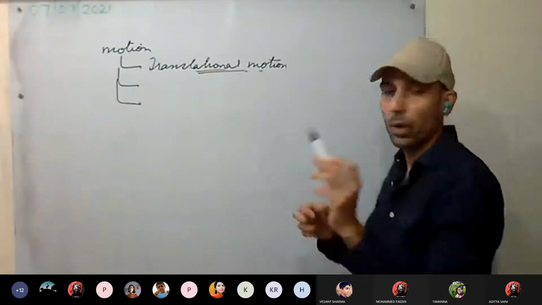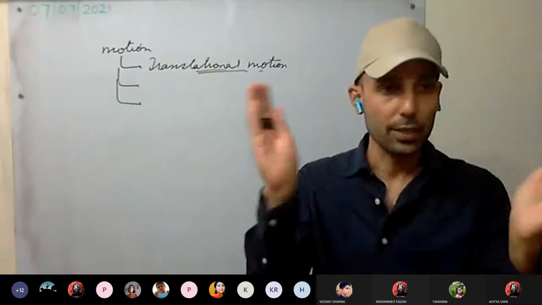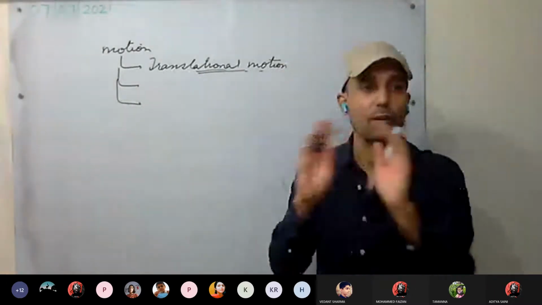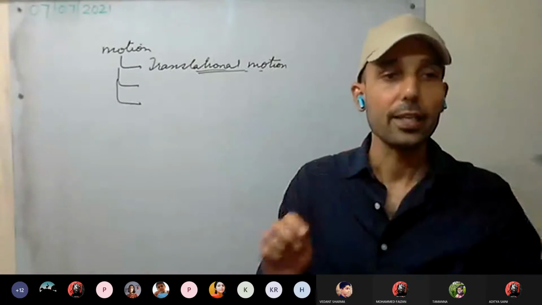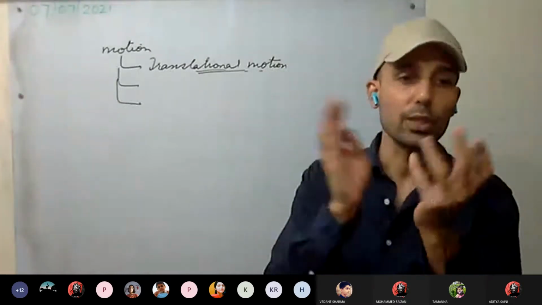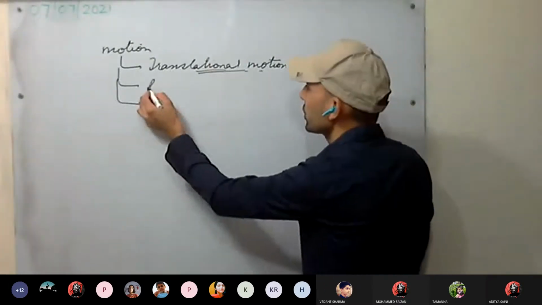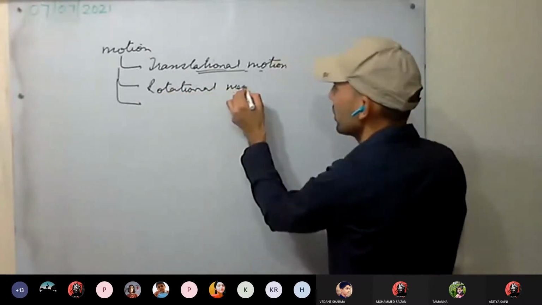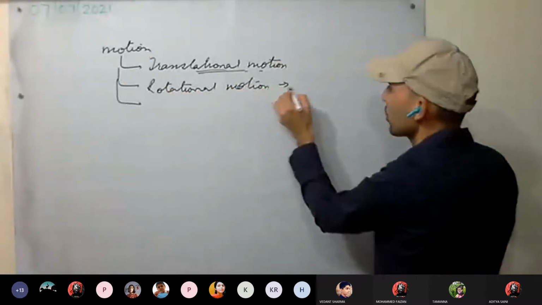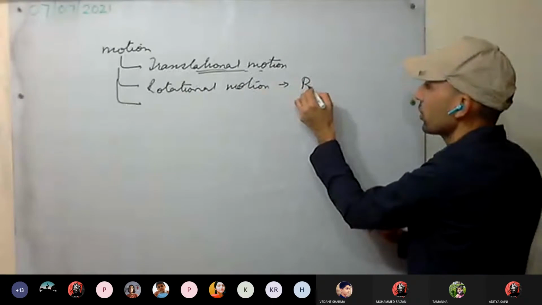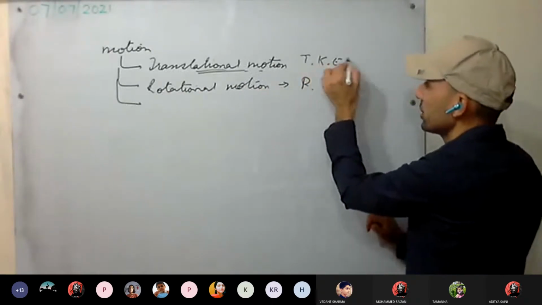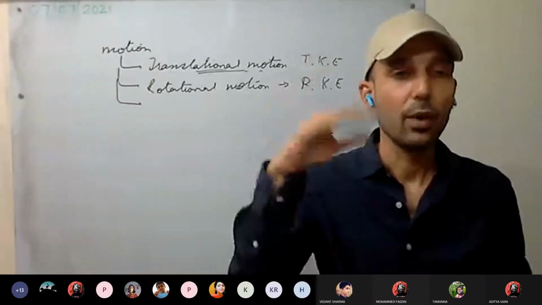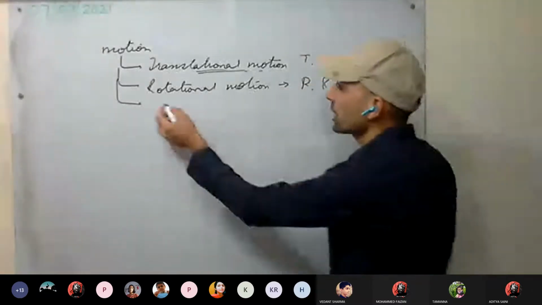Okay, a body can rotate on its own axis. For example, the earth is rotating, so when a body is rotating, it is said to have rotational motion, and the energy possessed by a body when it is rotating is called rotational kinetic energy. Here we have translational kinetic energy. And the third and last is vibrational kinetic energy, when the body is vibrating.